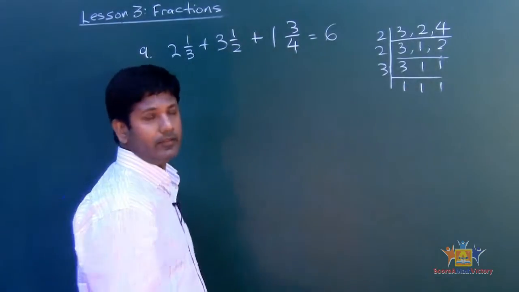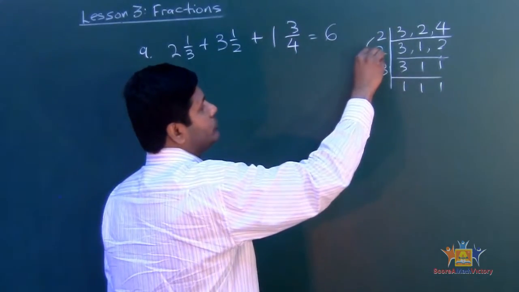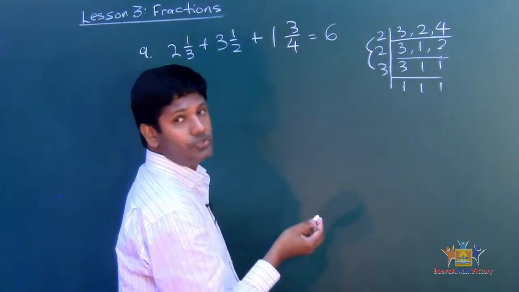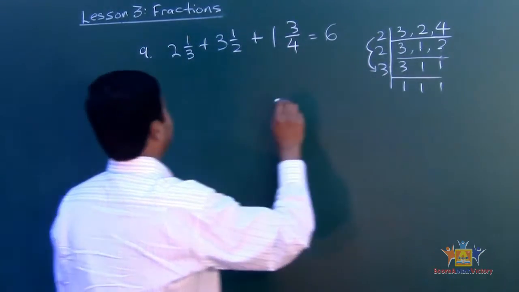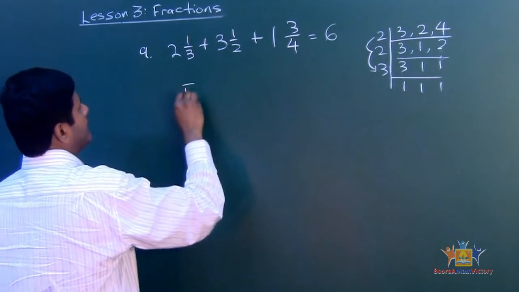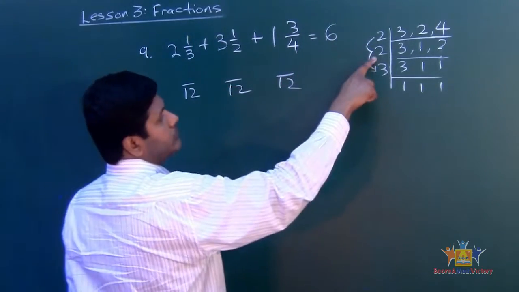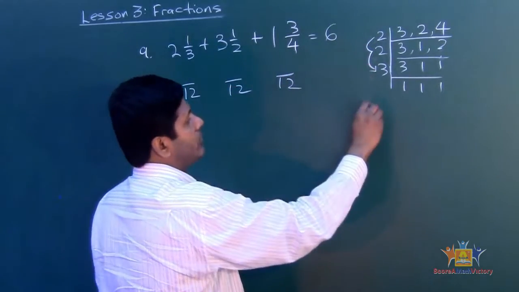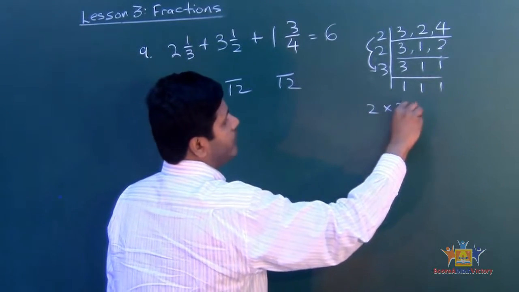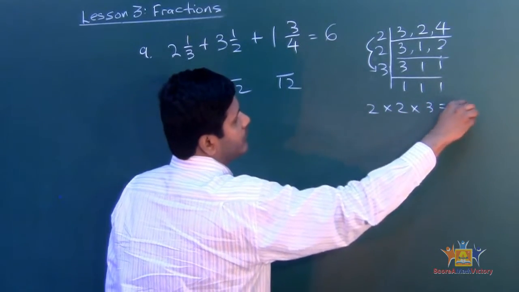Right there. See that? Now I multiply. 2 times 2 is 4. Times 3 is 12. That's going to be my denominator. That's going to be my common denominator. 2 times 2 is 4, times 3 is 12. That's how I find my common denominator.